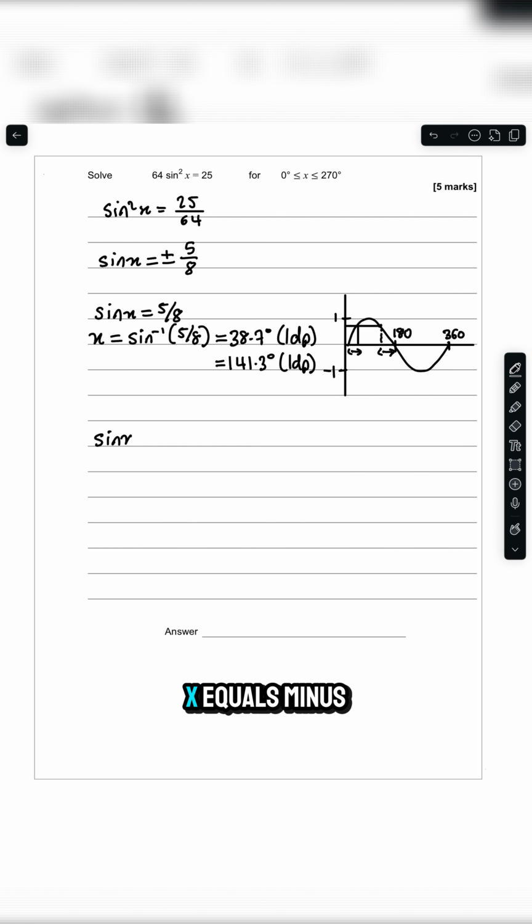And for sine x equals minus 5 over 8, we can obtain the value of x by taking the sine inverse of negative 5 over 8, and that equals minus 36.7 degrees to 1 decimal place. And as we can see, this angle lies outside of our range, so we need to draw our sine graph to determine all the angles that fall in our range.